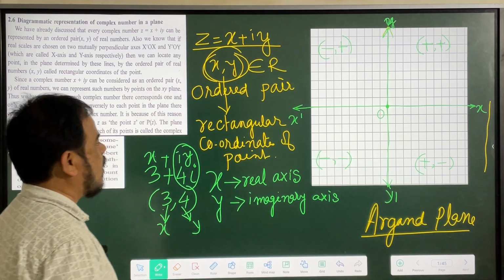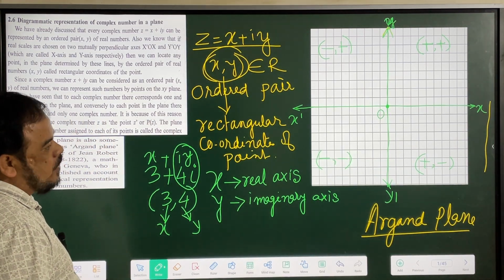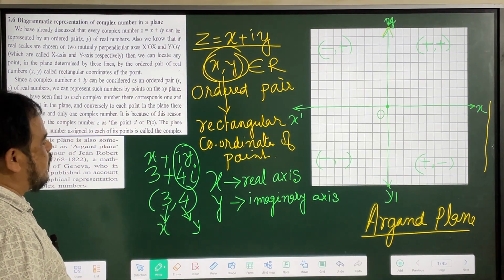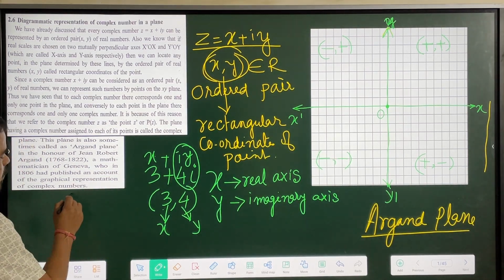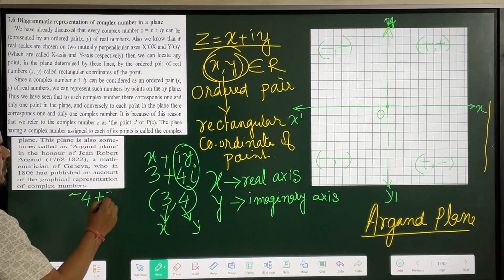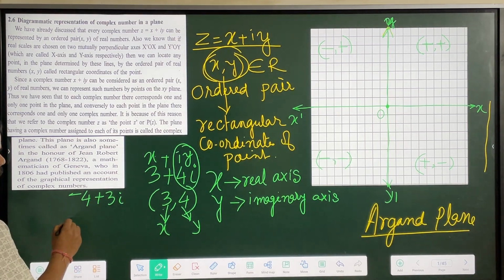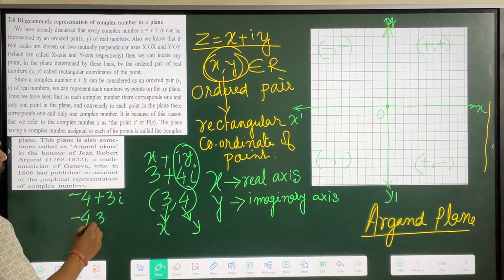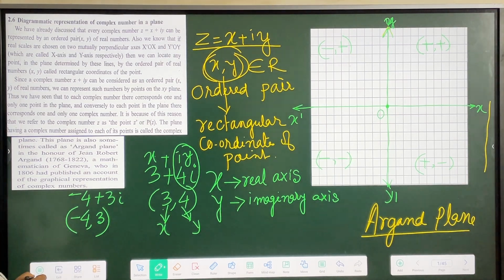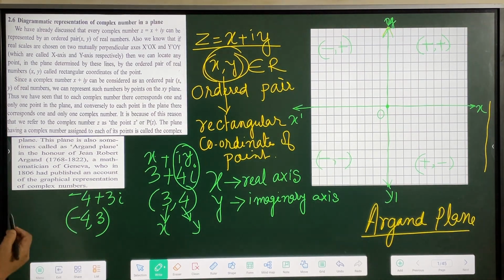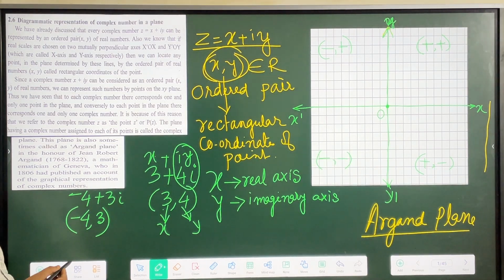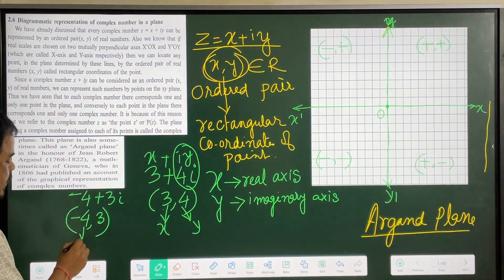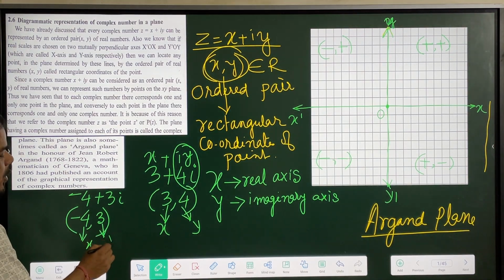Let me show you some plotting of points on the graph paper for a complex number. Suppose -4 plus 3i. Then what will be the ordered pair? -4 comma 3. Those who have forgotten how to plot the points, please learn now also. -4 is for x and 3 is for y.